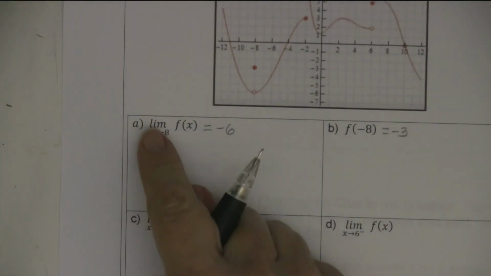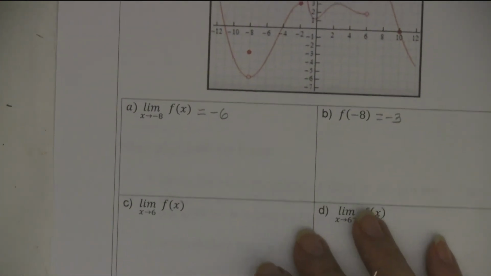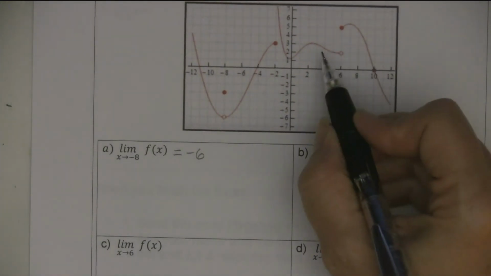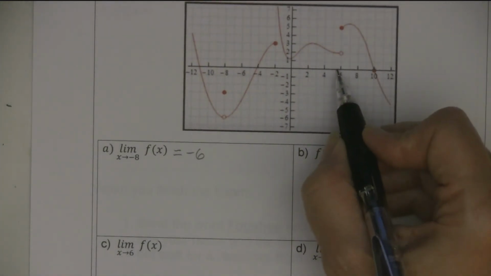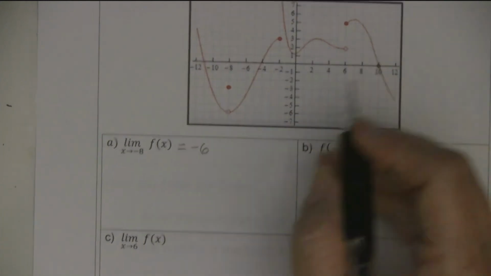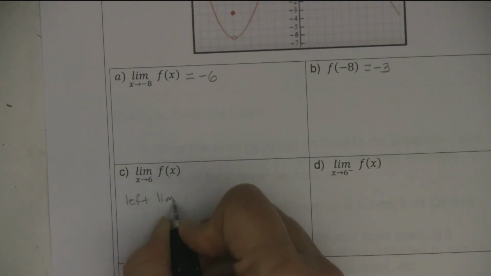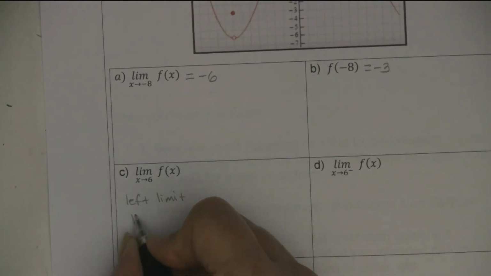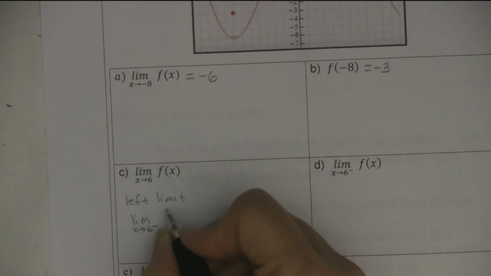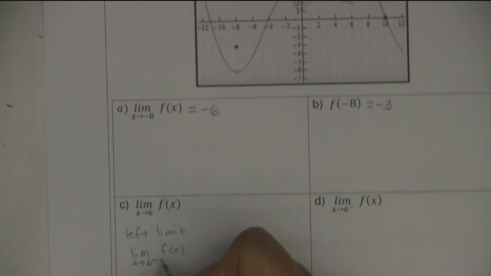So a limit says get on the left, get on the right. How close can you go? What is your output getting closer to? So at 6, I can see that as I go closer to 6 from a little bit smaller than, I'm getting very close to 2. So I'm going to be saying my left limit, and you could use notation like this: the limit as x goes to 6 from the negative side of your function. I'm okay with you saying left limit or saying this notation, either one.